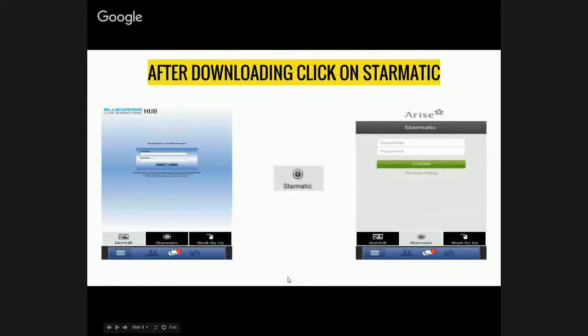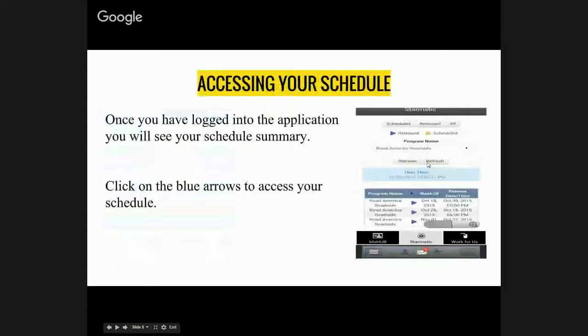Yes, that's very important. After downloading, all you have to do is click on Starmatic. You're going to see some little things right here. Just click on Starmatic. Once you click on Starmatic, you're going to immediately log in like you would at the Arise portal. So you just put in the same information you would put in on the portal, click log in, voila.